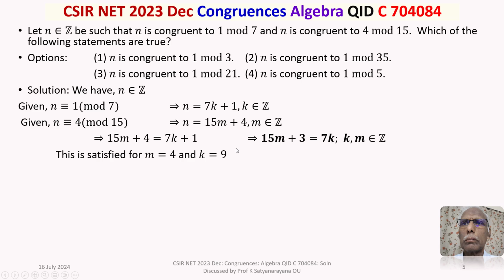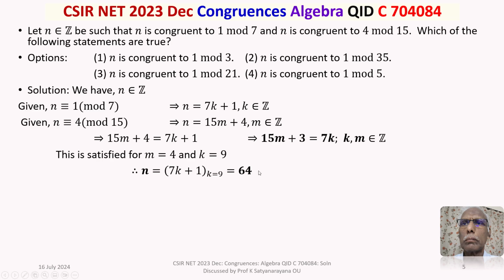So this is satisfied for m equal to 4 and k equal to 9. Therefore, what is the value of n for these values of m and k? n is equal to 7k plus 1, where k is equal to 9. So 9 sevens are 63, plus 1, that is equal to 64. So n is one such integer which satisfies these two congruences. Now we take n equal to 64 and go on verifying the options.